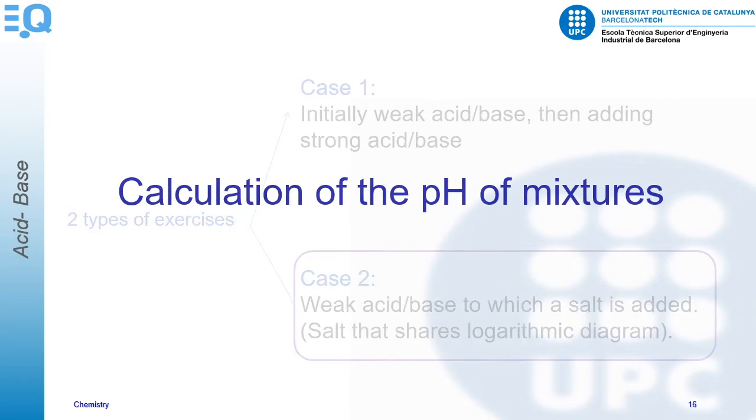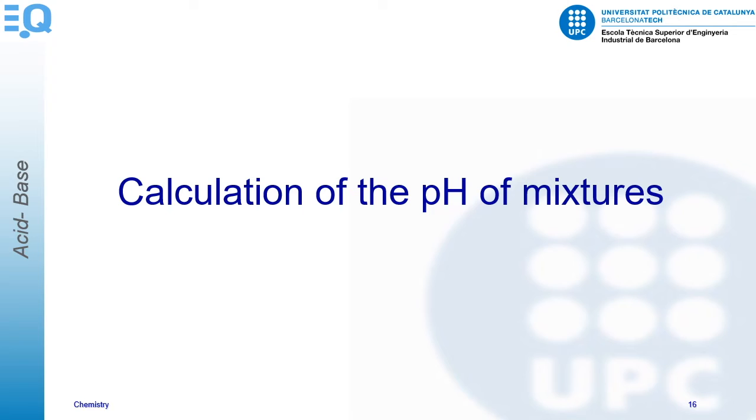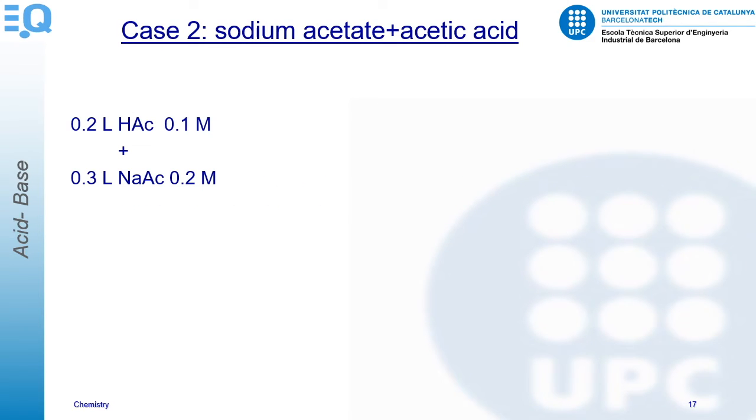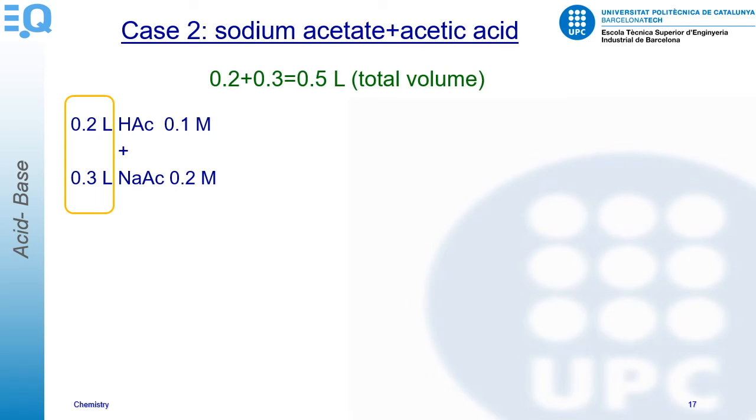First of all, we have to calculate the new concentrations. We mix 0.2 liters of acetic acid, 0.1 molar, with 0.3 liters of sodium acetate, 0.2 molar. The methodology is always the same. First, we calculate the total volume. They are going to be considered additive volumes because the concentrations are very little. They can be added directly with a very small error.